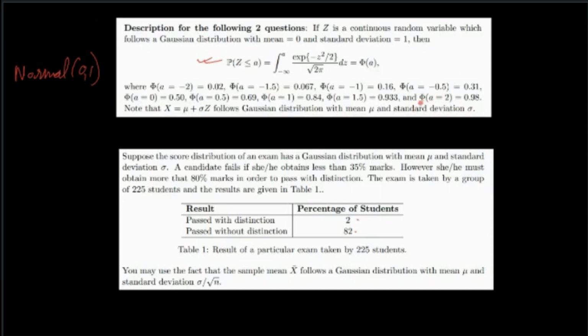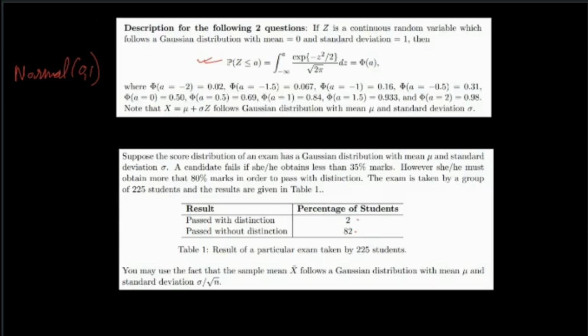The premise of this question is that there is an exam, and the marks of that exam follow a normal distribution with mean mu and standard deviation sigma. We are told that a candidate fails if he or she obtains less than 35% marks, and passes with distinction if they get more than 80% marks. We are provided a table where we are told that 2% of the students passed with distinction and 82% of the students passed without distinction.